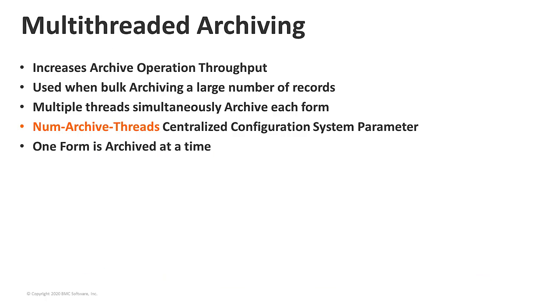The next is multi-threaded archiving. Archiving was always a single-threaded operation till Remedy 1808. From Remedy 1902 onwards, archiving has become multi-threaded operation. Multi-threaded does not mean it will run archival for multiple forms in parallel.